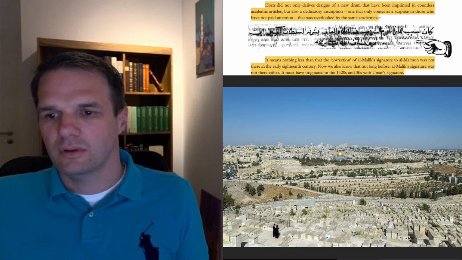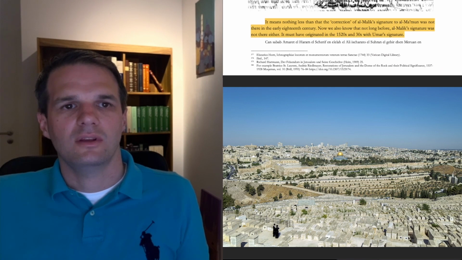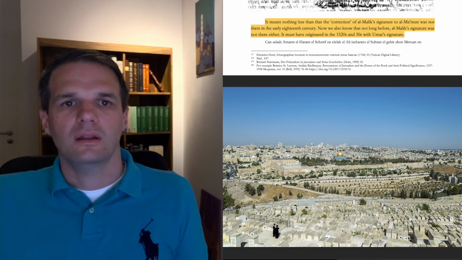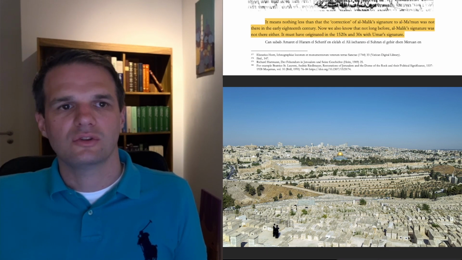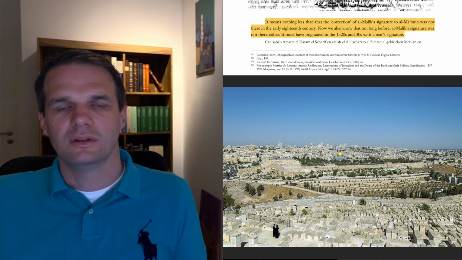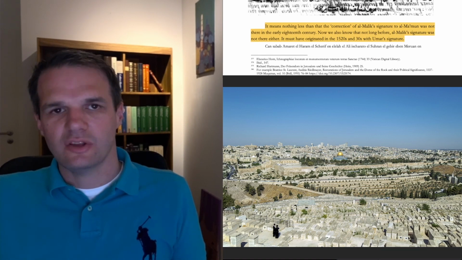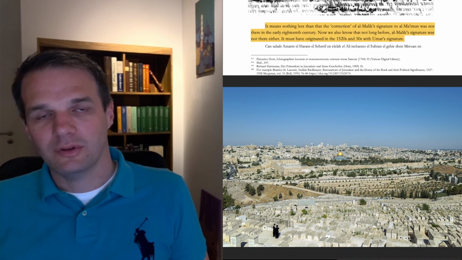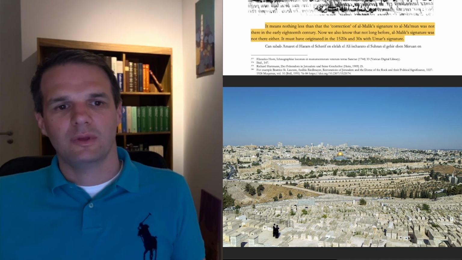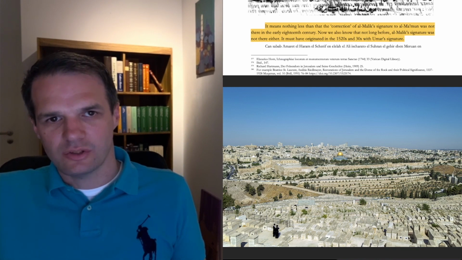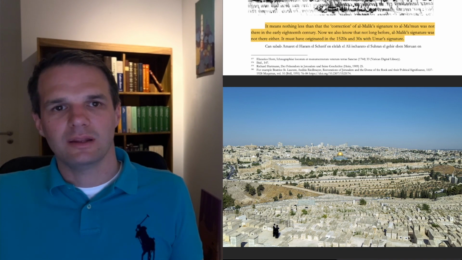Now, what does AJ write about it? He says, it means nothing less than that the correction of al-Malik's signature to al-Mamun was not there in the early 18th century. Now we also know that not long before, al-Malik's signature was not there either. It must have originated in the 1520s and 30s with Umar's signature. So again, completely baseless, just because somebody said in an account that it was built by Umar, connecting the Umar legend with the Dome of the Rock itself. I mean, that's definitely something that happened, that we hear more than once, that people connected it to Umar, and we'll hear it again in a minute. But it's also explained through the tradition that Umar built the original structure there, and Abd al-Malik built the new one, the Dome of the Rock.